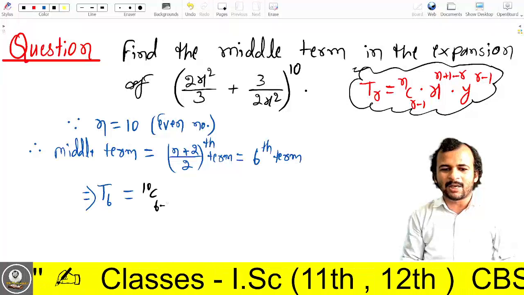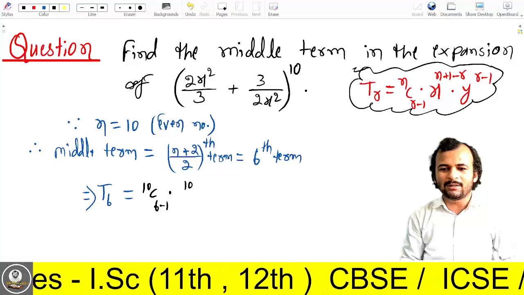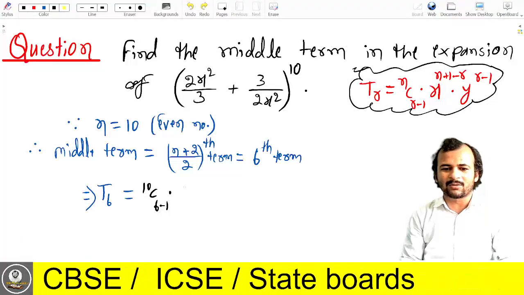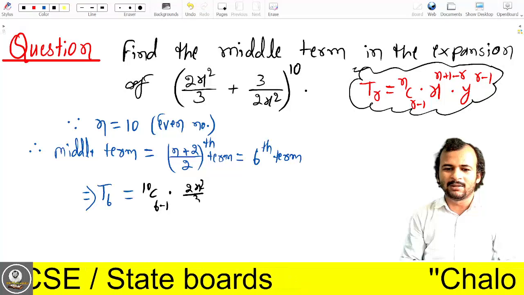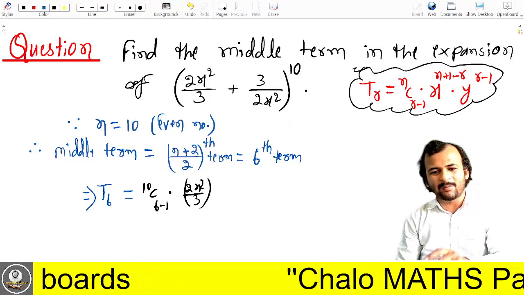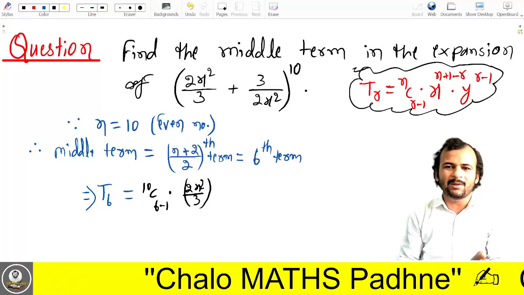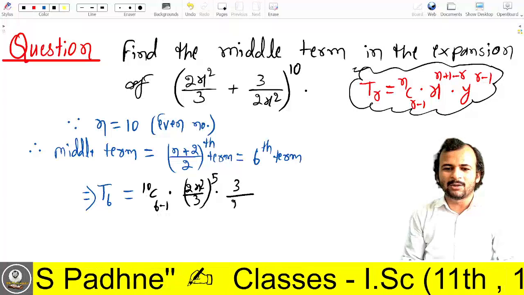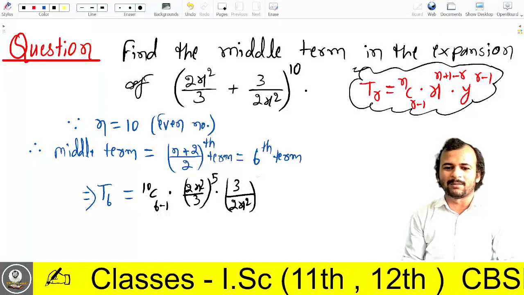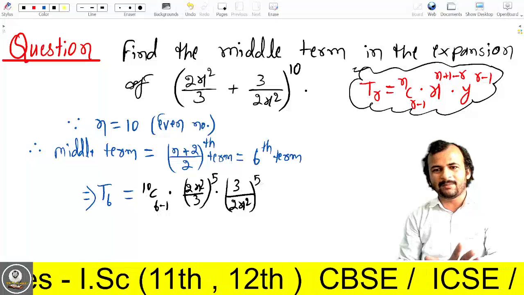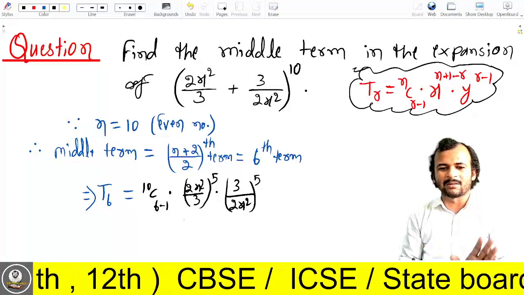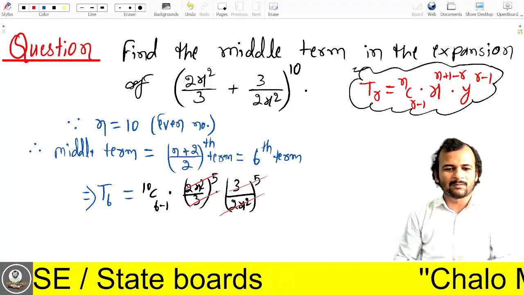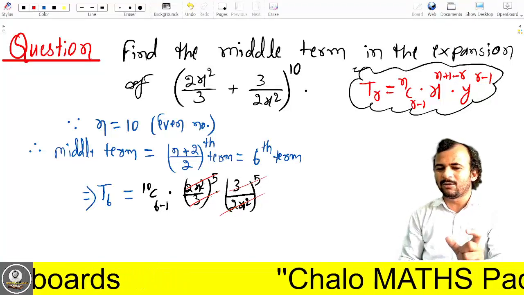So we write here T6 equals 10C(6 minus 1) into (2x²/3) to the power n plus 1 minus r. It means 10 plus 1, 11 minus 6, this is 5, into (3/(2x²)) to the power 5, that is 6 minus 1, 5. By using this formula we have written here, and thus we can cancel these terms because they are common factors in numerator and denominator.